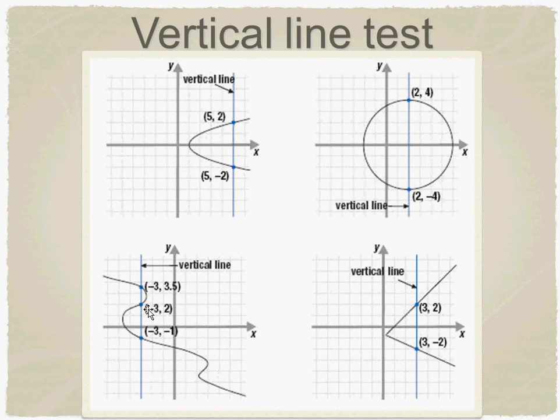This one over here touches in three different places. Again, it fails the vertical line test because the vertical line touches the relation in more than one place. And finally, this fourth one, you can see the vertical line again touches this relation in two different locations, showing that it is not a function.